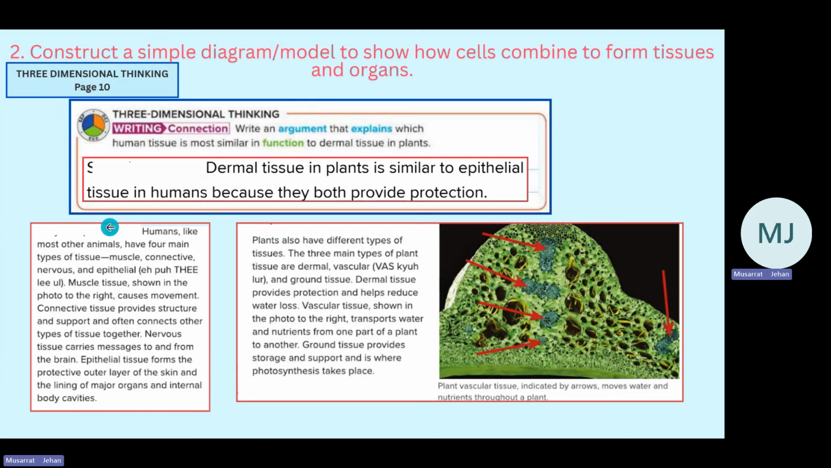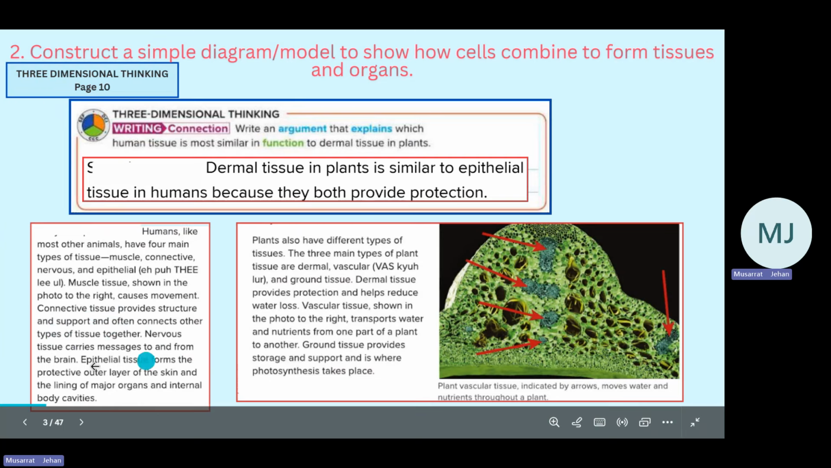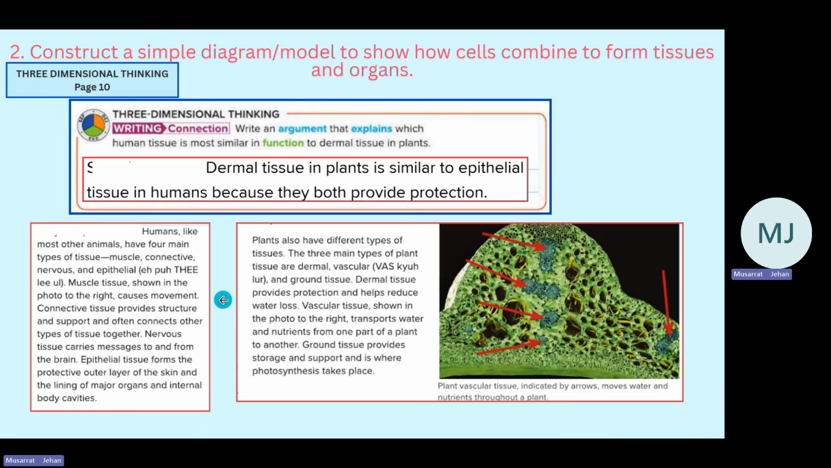In humans, we have again 4 tissues here: muscle tissue, connective tissue, nervous tissue, and epithelial tissue. Muscle tissue causes movement. Connective tissue provides structure and support. Nervous tissue carries messages, and epithelial forms a protective outlay. So you can see here, this epithelial tissue is similar to the dermal tissue in plants. So that's the answer: dermal tissue in plants is similar to the epithelial, and vice versa.